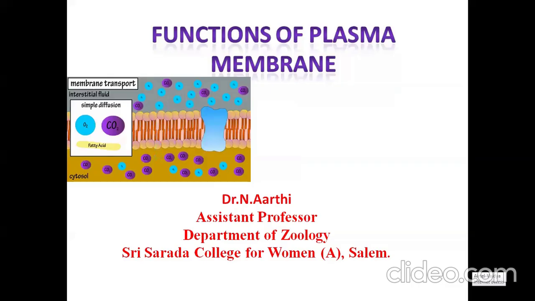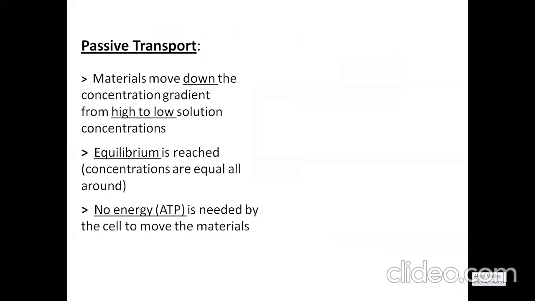So the first thing is that the plasma membrane provides mechanical support, to give a definite shape to the cell. And the next one is the transport of materials. When we discuss transport, we need to talk about different types of transport like passive transport, active transport, and osmosis.